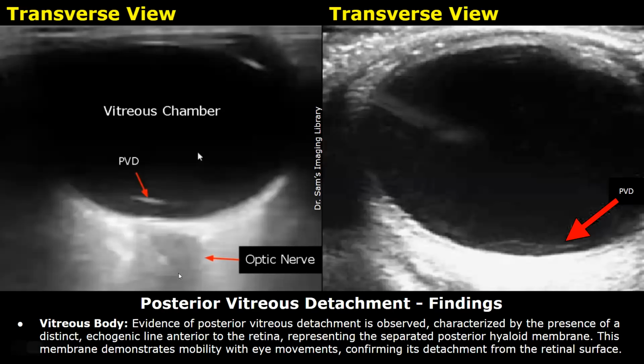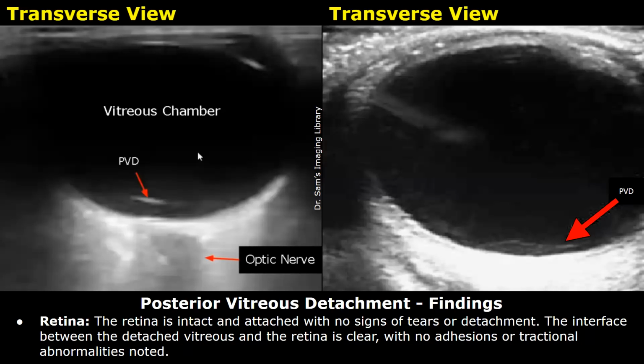Evidence of posterior vitreous detachment is observed, characterized by the presence of a distinct echogenic line anterior to the retina, representing the separated posterior hyaloid membrane. This membrane demonstrates mobility with eye movements, confirming its detachment from the retinal surface.